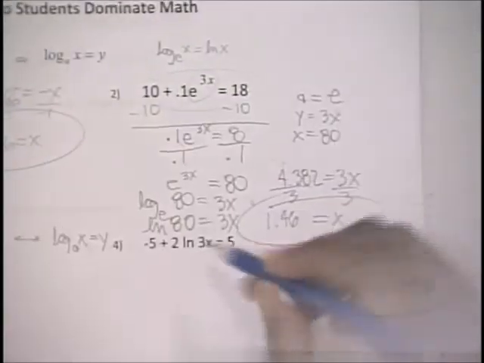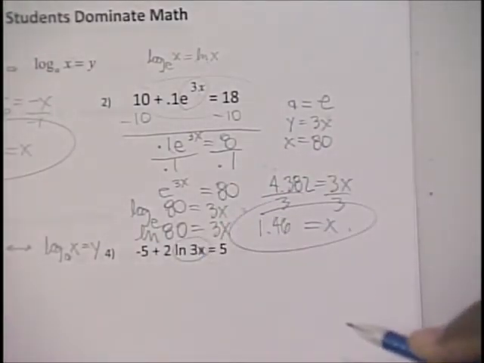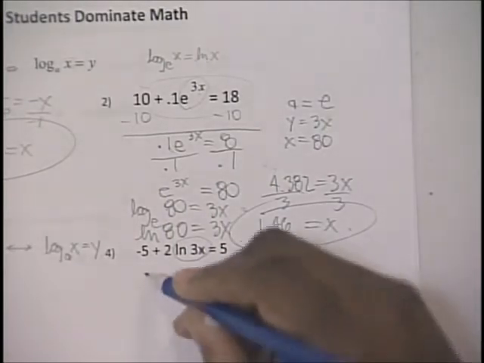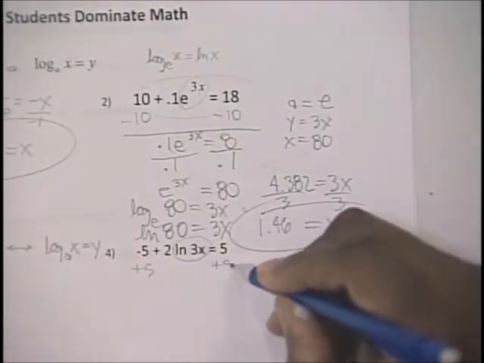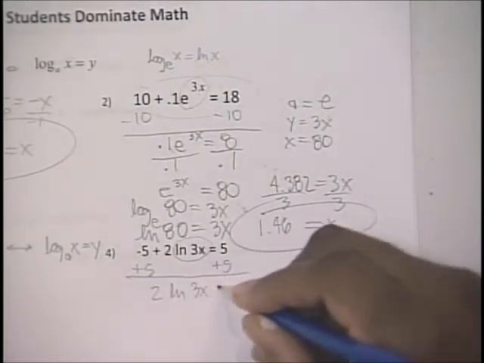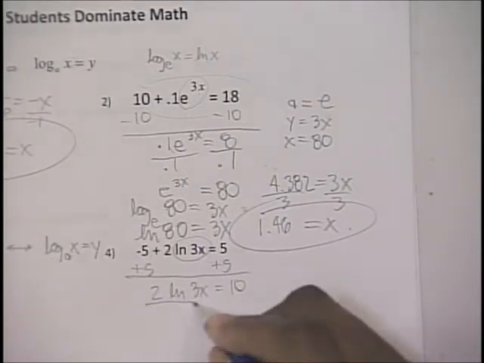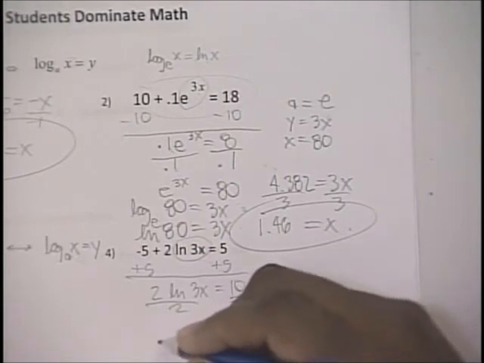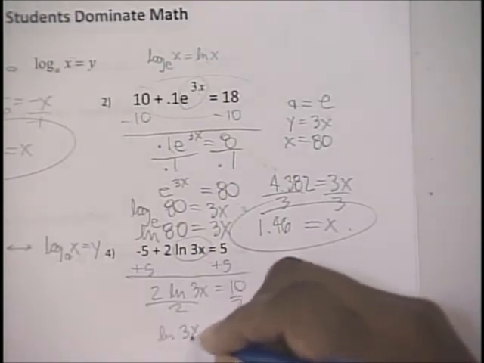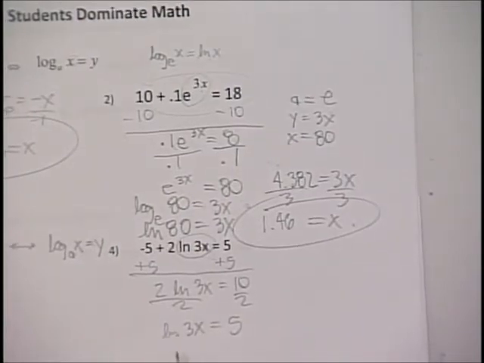All right, the logarithmic equation. You're trying to isolate this logarithmic part of your equation. You're trying to get this all alone. What are you going to do? You're going to add the 5 here. You get 2 natural log 3x is 10. Now you're trying to get this natural log part all alone. You divide by 2. You get natural log 3x is equal to 5.